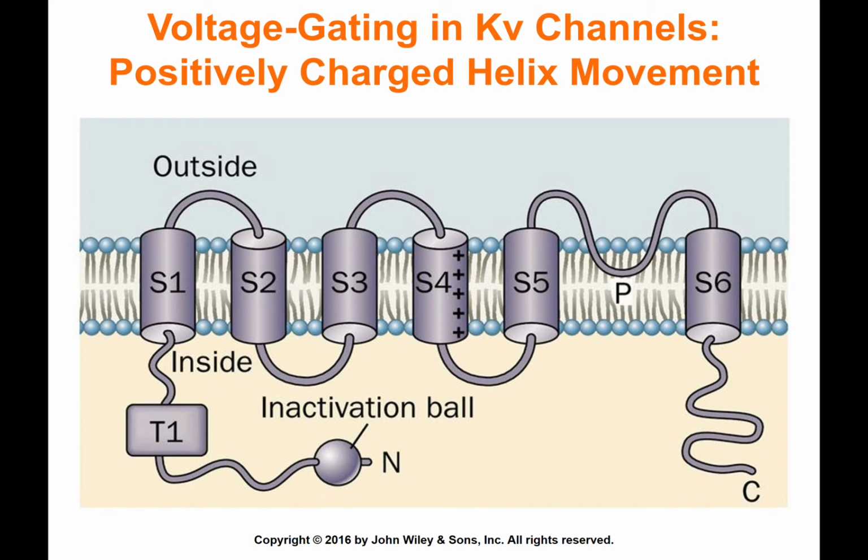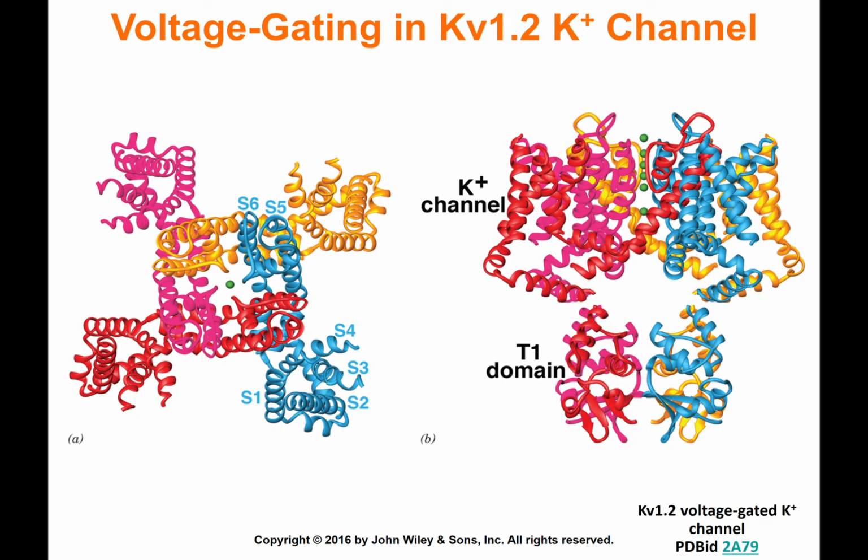Now, this is depicted here on that alpha helix number 4. This alpha helix is special in that it is a very positively charged alpha helix. So it has a lot of positively charged amino acids, even though it's located in the membrane portion of the protein.